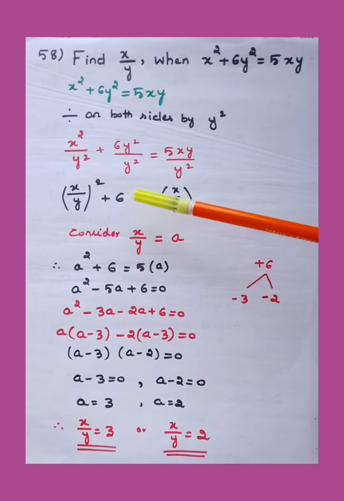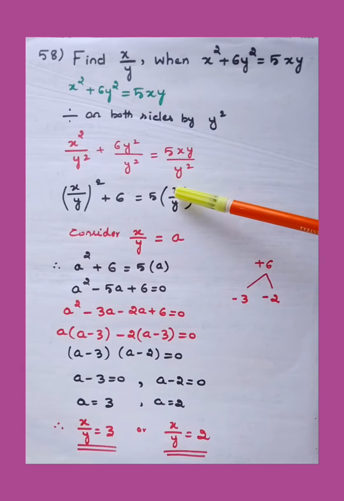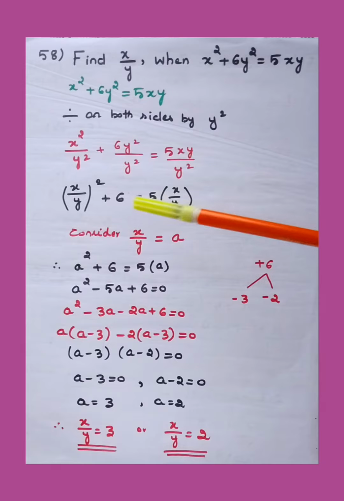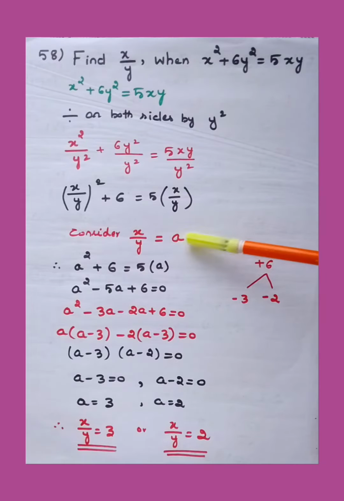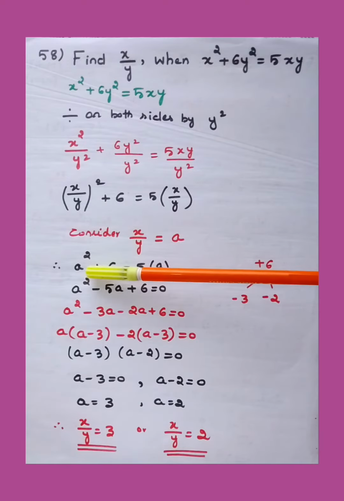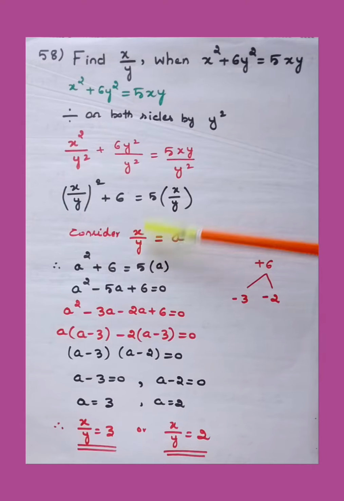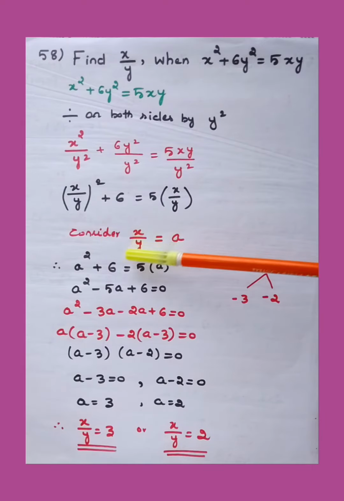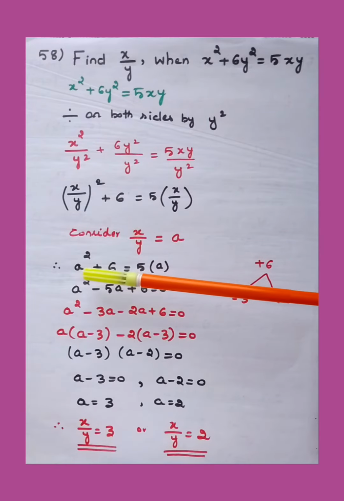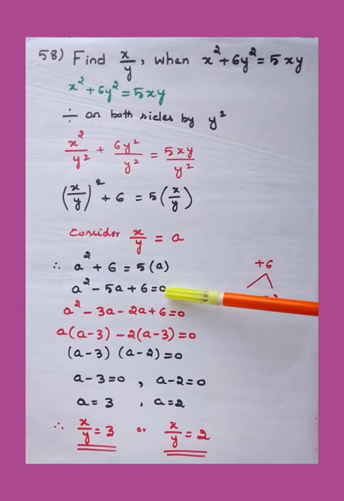Further, whenever you have two variables in an equation, it is difficult to solve. So you can make this a single variable. Therefore, we consider this ratio x by y as just a. You can take a, b, c, x, any value. Again, if you take x, it will be confusing, so I have taken this as a. So you get the equation of this form: a square plus 6 is equal to 5 of a. Take this 5a to the left hand side, and rearranging them you get a square minus 5a plus 6 is equal to 0.